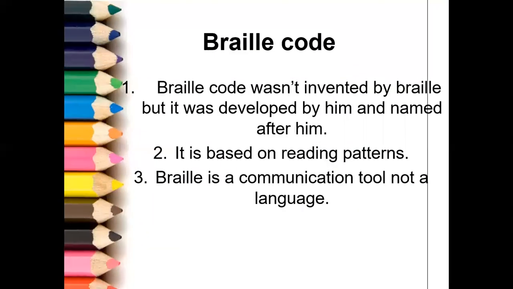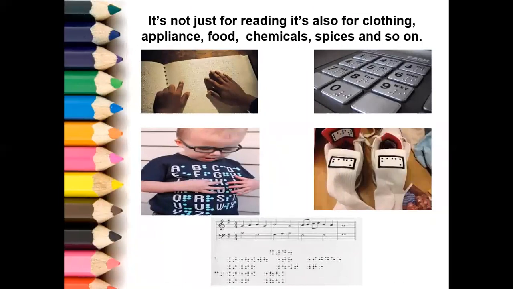Braille code wasn't invented by Braille, but it was developed by him and named after him. It is based on reading patterns. It is a communication tool, not a language. It isn't just for reading. It's also for clothing, appliances, food, chemicals, spices, and so on.